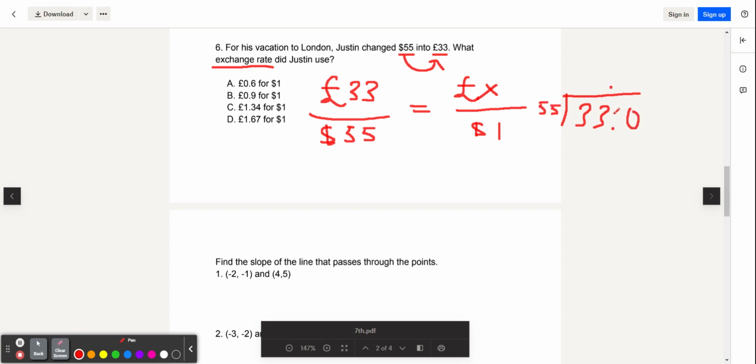This is not the most pleasant number to work with, but it's effectively the same as 5 divided by 3, because both of these are divisible by 11, which we know is 0.6 repeating, 0.6 with a bar over the 3. And this makes sense, logically speaking. The exchange rate should be smaller because his $55 turned into 33 pounds. 33 is less than 55.